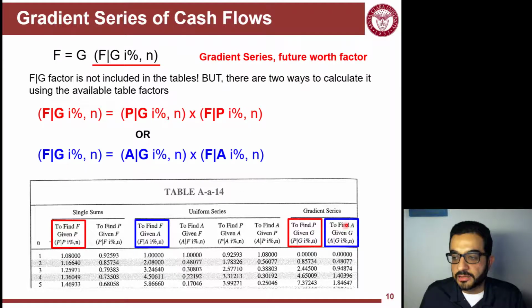Similarly, I can calculate the annual worth or the uniform series worth of the gradient using A given G. It's not the future that I want, so I can bring the annual value to the future by multiplying by F given A. Either way will give you the same value. So try it out for an example and you'll find that both approaches give you the same answer.